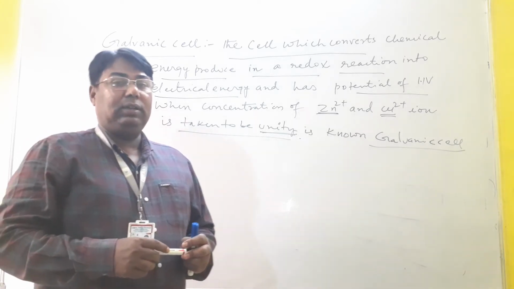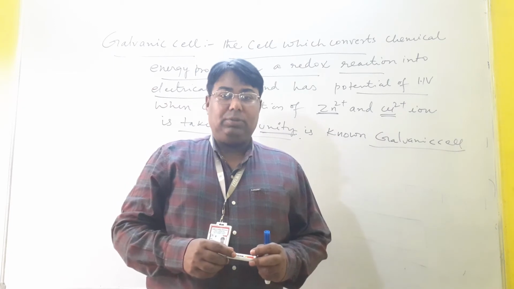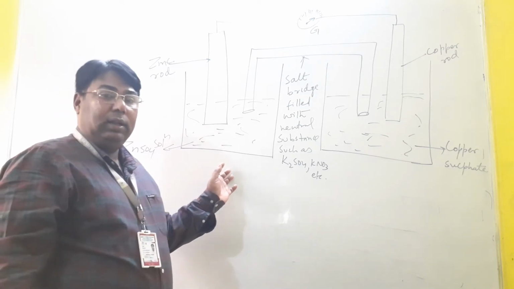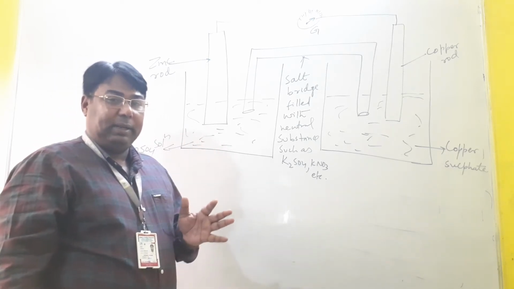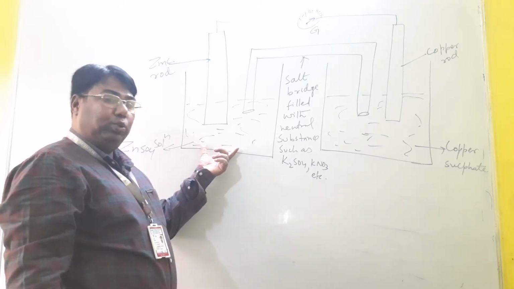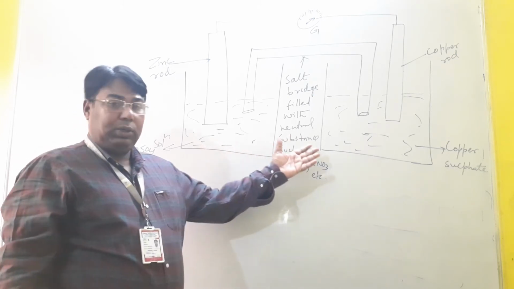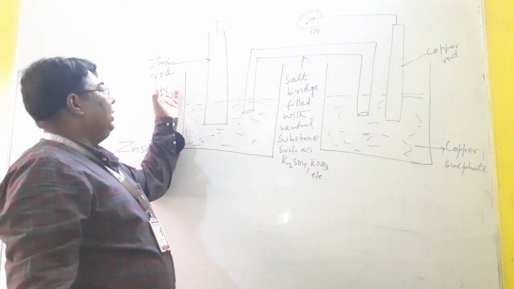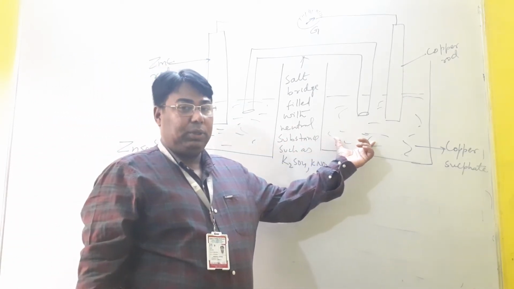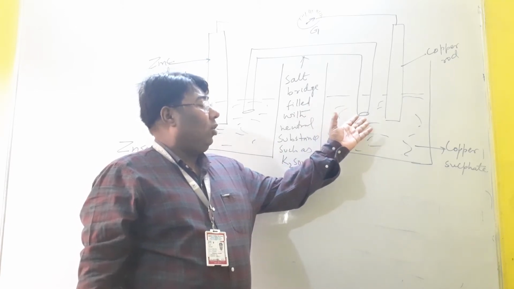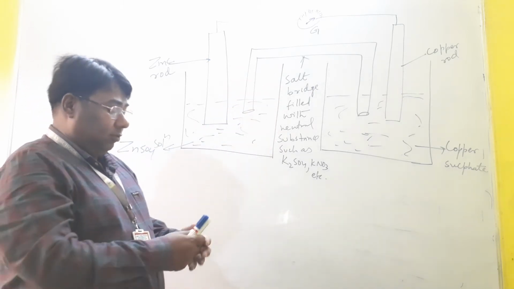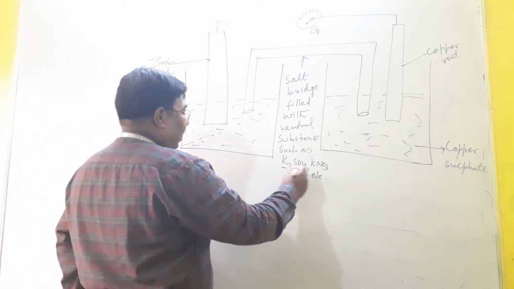So let us move on to the diagram. All of you try to see the diagram of the galvanic cell. It is built up in two separate chambers, in which oxidation and reduction take place separately. You can see there are two chambers, chamber 1 and chamber 2. In chamber 1, a zinc rod and its electrolyte zinc sulfate are taken. In chamber 2, a copper rod and its electrolyte copper sulfate are taken, and a salt bridge is filled with a neutral substance like potassium sulfate.